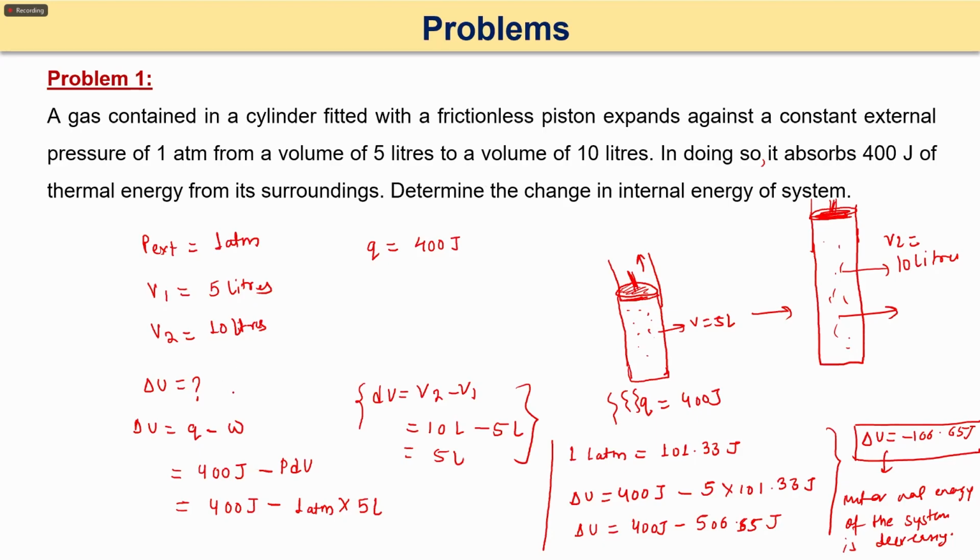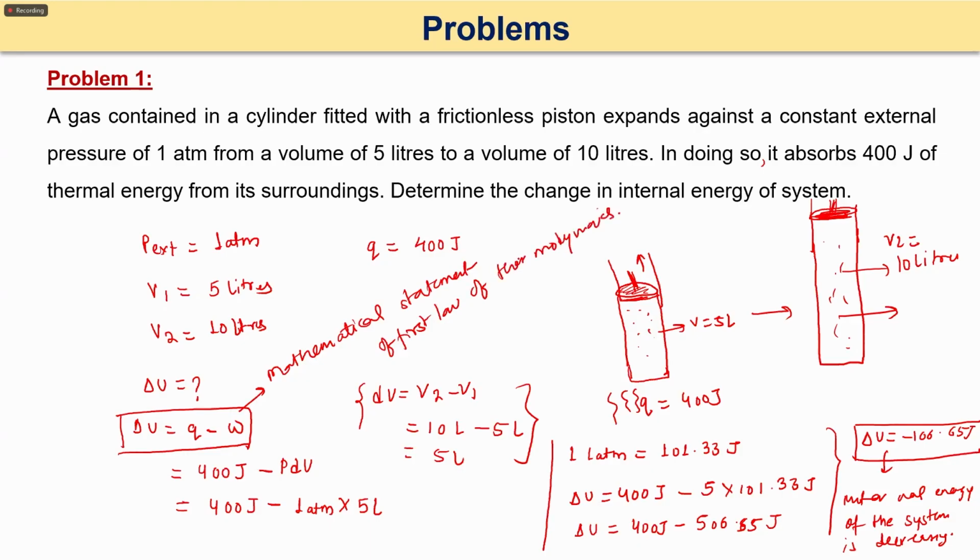What we have just used is the mathematical statement of the first law of thermodynamics. And what we have to keep in mind is the sign of the work done. If work is done by the system, in that case you have to use the negative sign over here, and if work is done on the system, then you will use the positive sign.